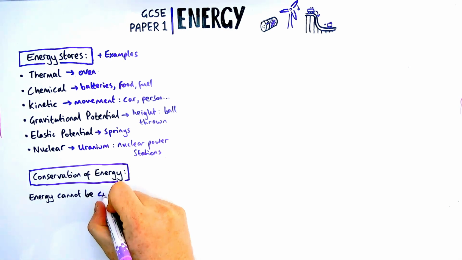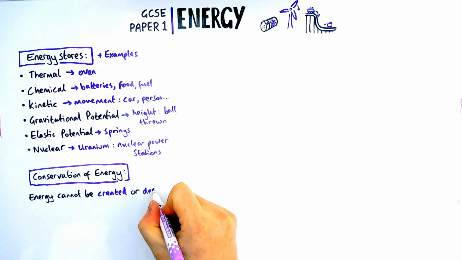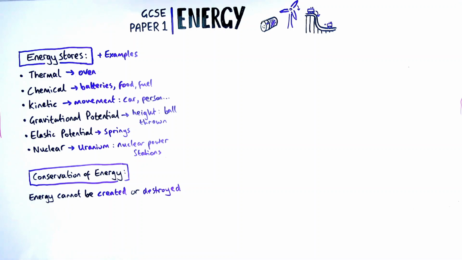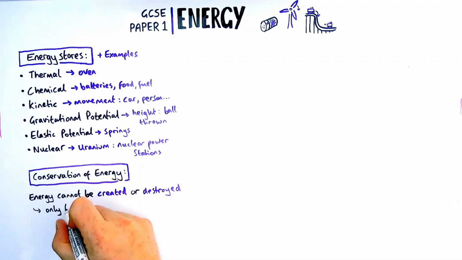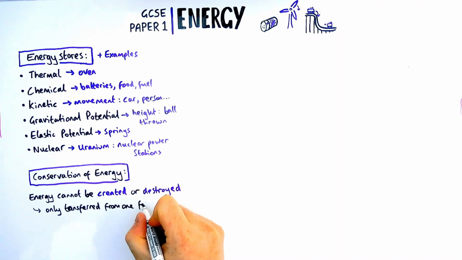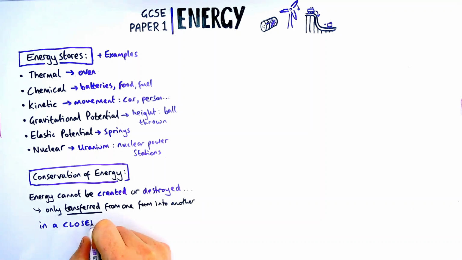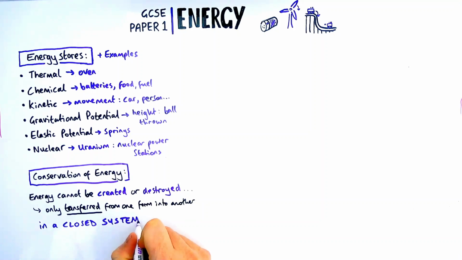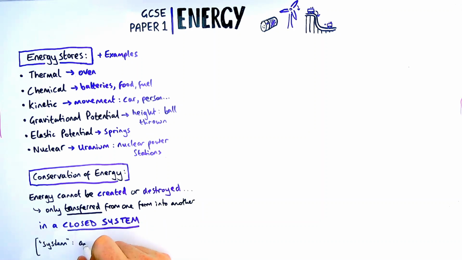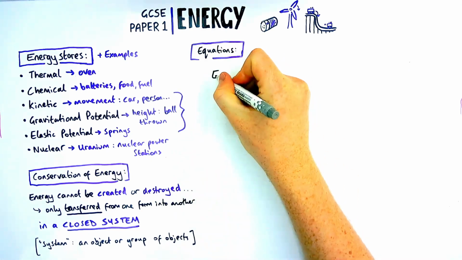The conservation of energy, or law of conservation of energy, states that energy cannot be created or destroyed, only transferred from one form or one store into another. So for example, on these energy stores, if one goes down a bit, another goes up a bit. Now, really importantly here, this only applies in what's called a closed system. A system is an object or a group of objects, so if it's closed, it means no energy can come in or out. Now, some of these energy stores are lucky enough to have their own equation.